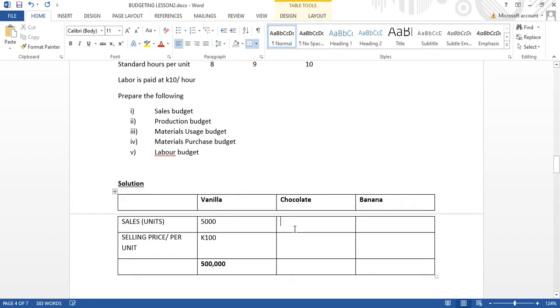All right. Chocolate, 4,500 units at 150 kwacha per unit. I'll say 4,500 times 150 kwacha, we get 675,000 kwacha in terms of revenue. Banana, 6,000 units at 120 kwacha per unit, 720,000. So this is the expected or the budgeted revenue.